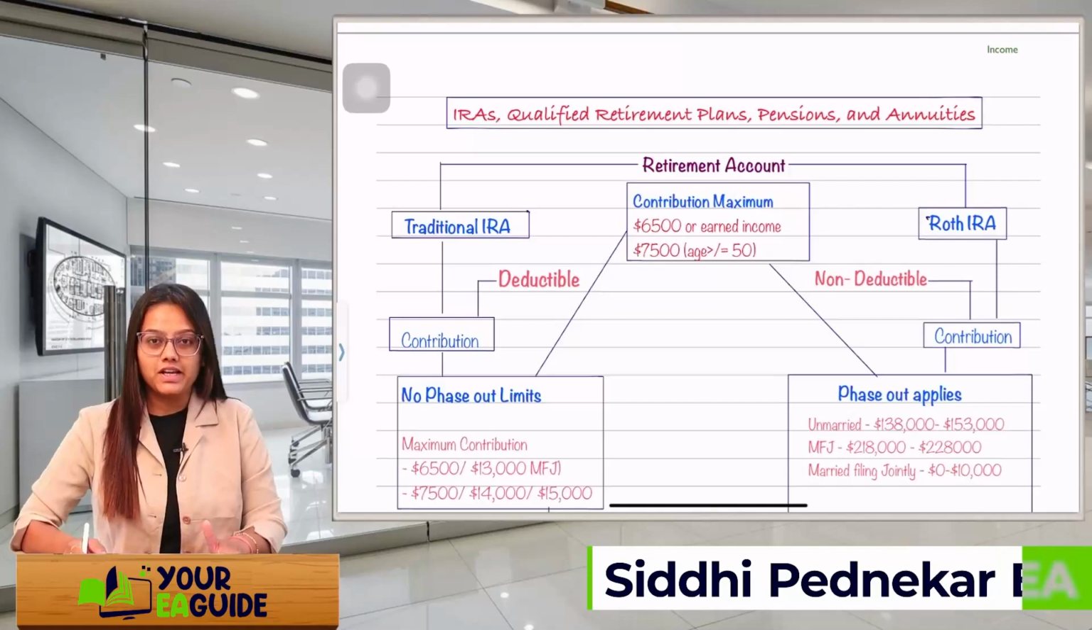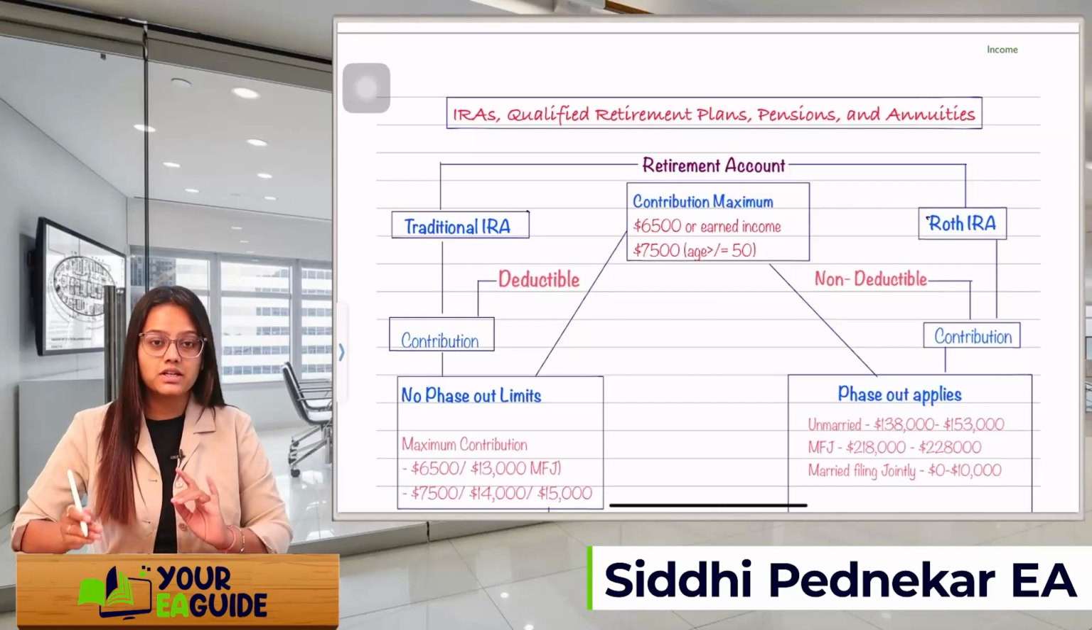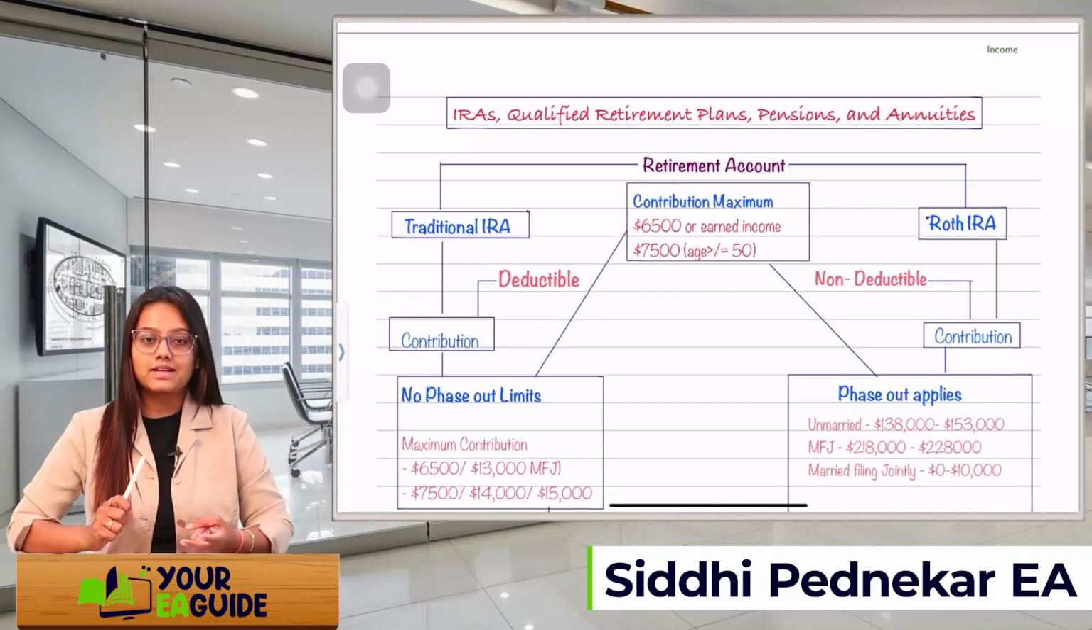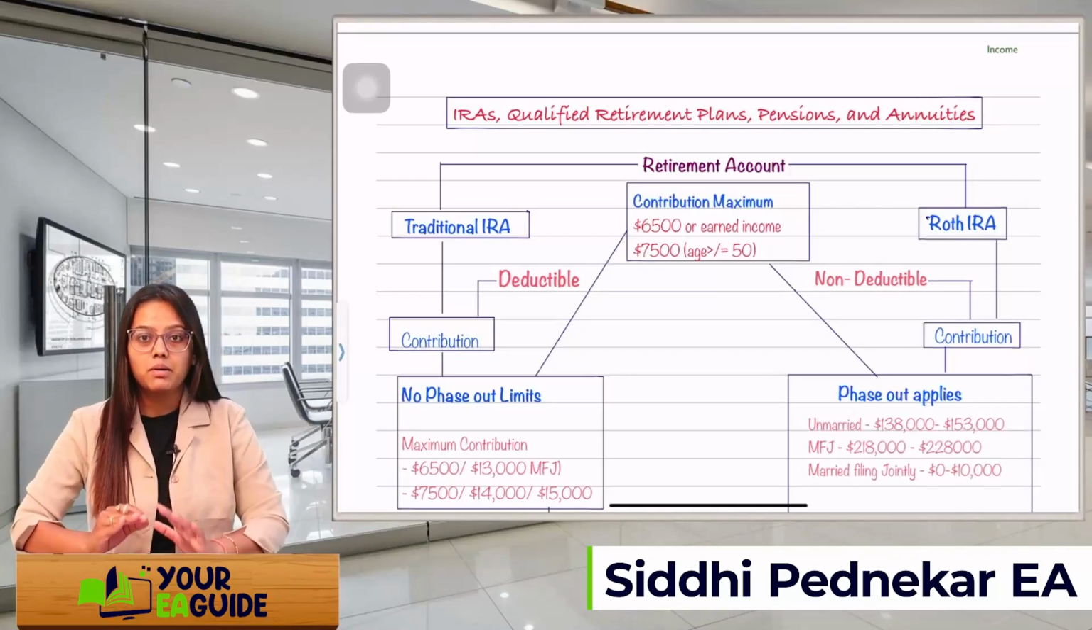Let's start with our next important topic, that is IRA. What are the qualified contributions, distributions, deductible contributions, taxable distributions? What are the exceptions to the early withdrawal penalty? Everything is covered in this particular topic.